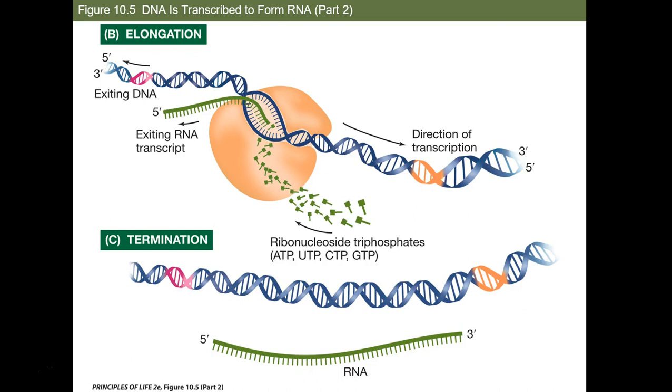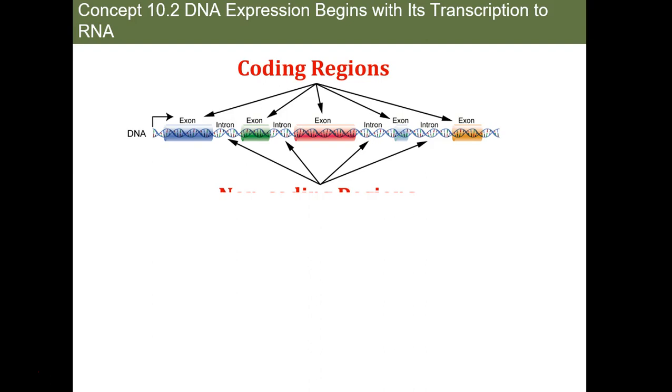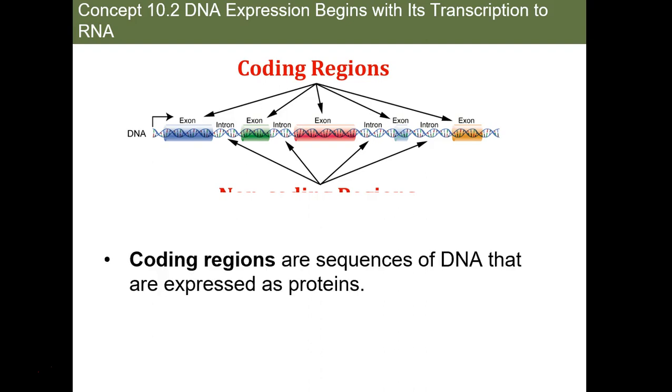Figure 10.5 here is showing elongation and termination. Elongation is the addition of RNA nucleotides to a growing RNA strand, while termination is the removal of the RNA from the DNA template strand. Before this RNA strand can be transcribed, a few things need to happen. But first, let's talk about coding regions.